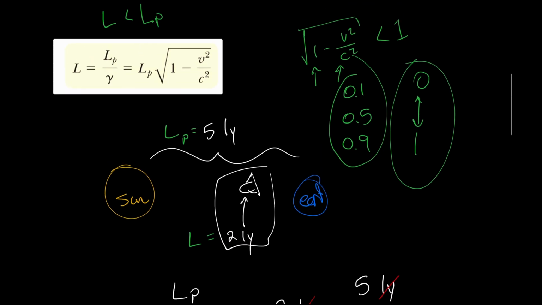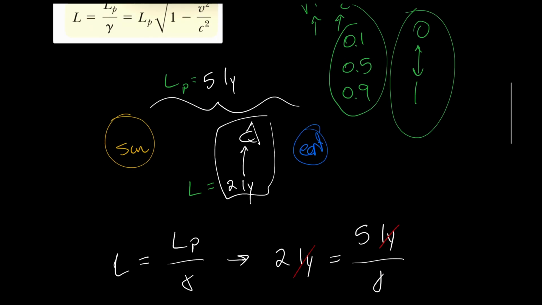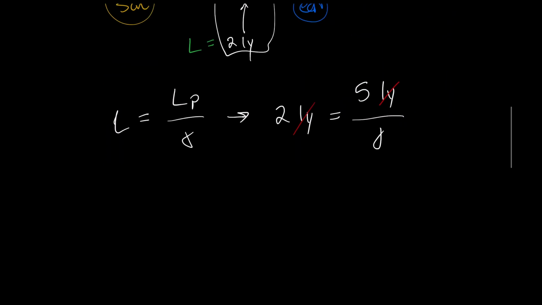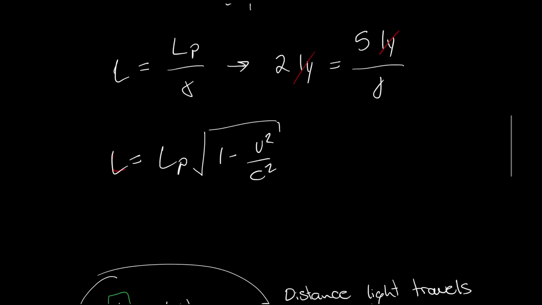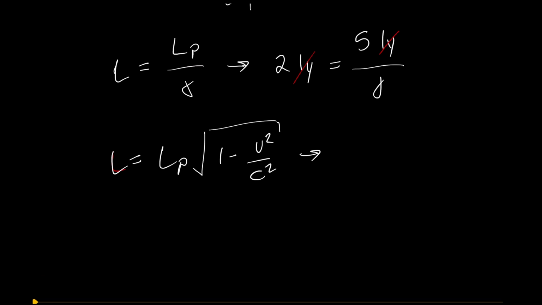But we have another equality here. We have L_P over gamma, and we have L, let's use white over here. L equals L_P times the square root of 1 minus V squared over C squared. Is that true? That looks true to me. We're going to add this here.